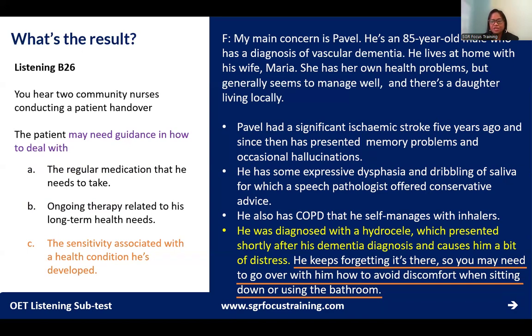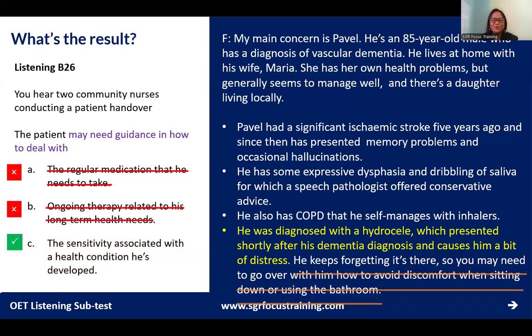So there is a recommendation from Nurse 1 on what Nurse 2 needs to do, that Pavel, our patient, needs guidance or support or help on how to avoid discomfort when he is sitting down or using the bathroom. So I hope you got the right answer, which is letter C.